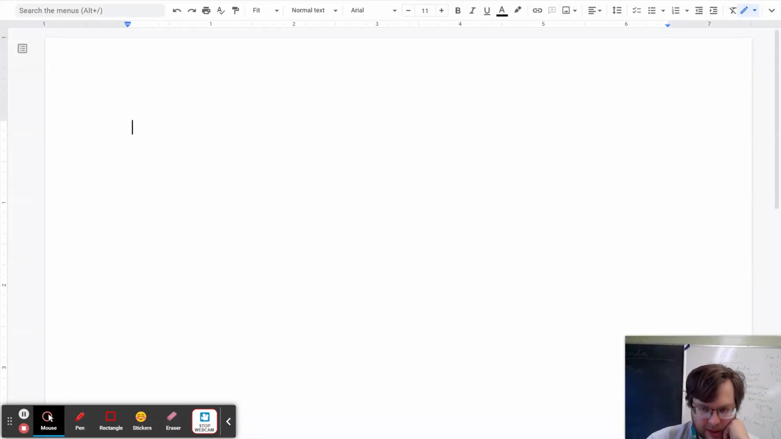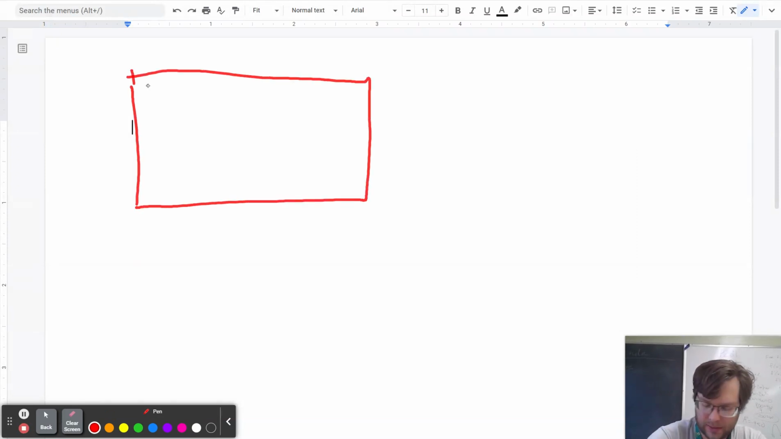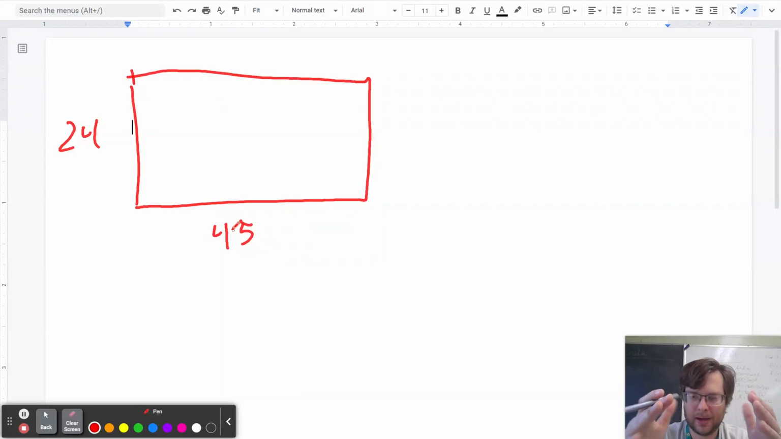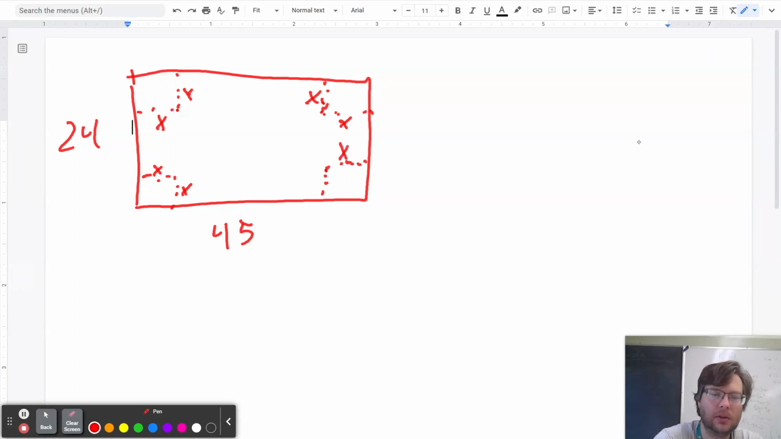All right, so I'm looking at a slightly harder optimization problem, still a pretty classic situation, where you've got a rectangle, and the rectangle here is 24 by 45, and we're going to make this into a box by cutting out squares from each of the four corners and then folding it up.